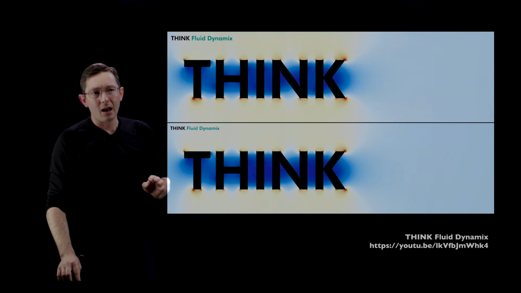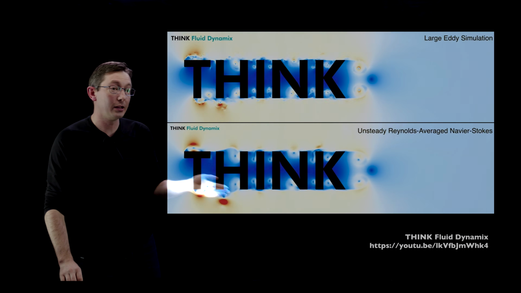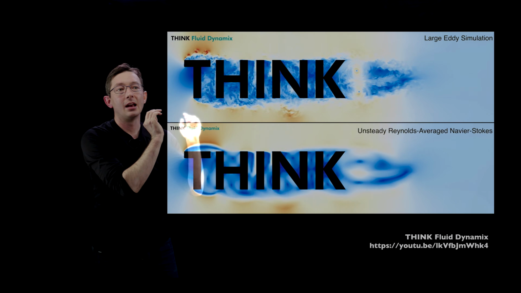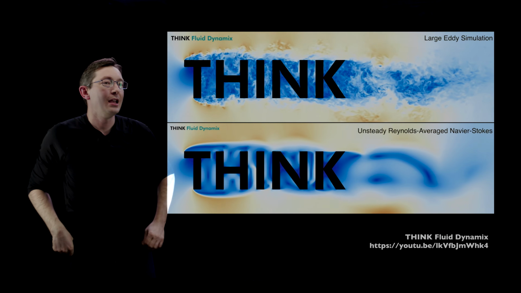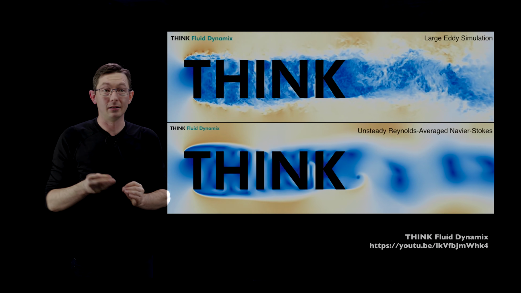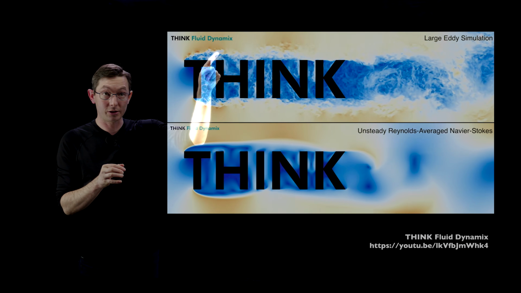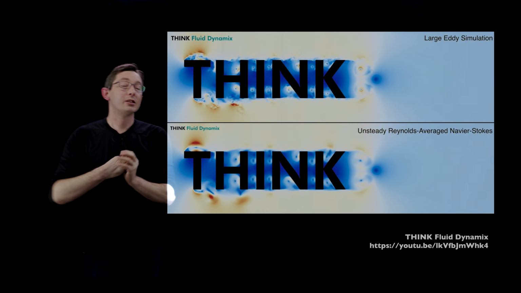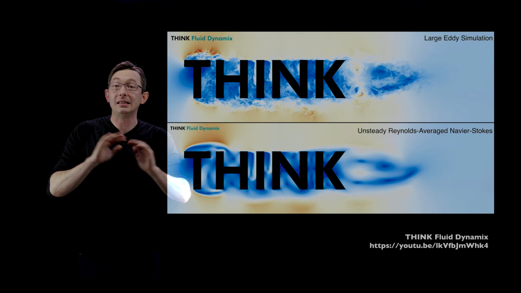Okay, good. Now, why would we do LES over RANS? So here's a video I really like from Think Fluid Dynamics that shows an LES simulation on the top and an unsteady RANS simulation on the bottom for flow past these words. And you can see right off the bat that the LES gives you way more detail into the flow structures. It's much more accurate, especially for shear structures and for the separated region of the flow in the wake. So LES is typically much, much more accurate, but it is obscenely expensive.